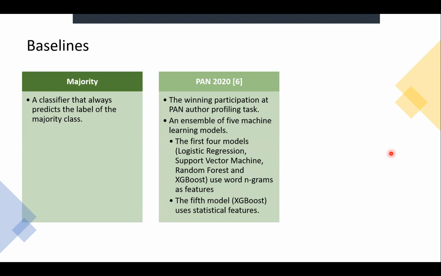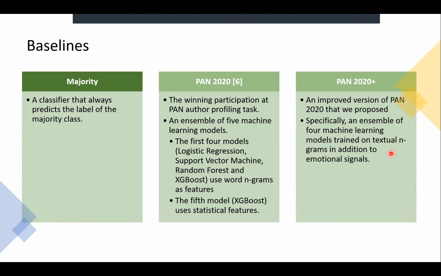The code was already available, but we made some changes to accommodate Arabic tweets and the Arabic language. We also made a small improvement to the winning participation at PAN. Specifically, we changed the textual features and concatenated them with emotional signals, which yielded better performance. Just to clarify, we will be using this as the baseline in our scores, because it is the best one.